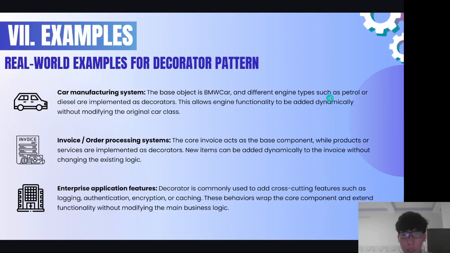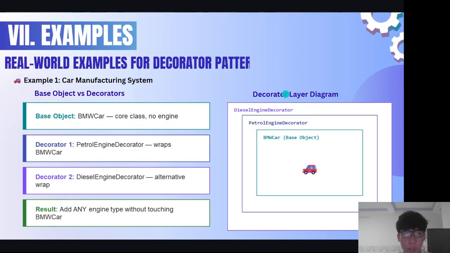Let's start with the first example. In this example, we want to imagine if we want to build a car where different engine types can be added. The straightforward approach would be to create a class for each combination: a car with petrol, with diesel, or a car with electric, and so on. This will be a maintenance nightmare.